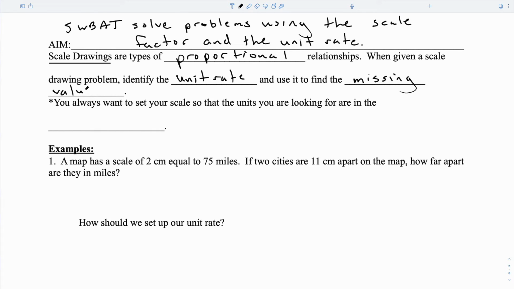Friday's problems were all very simple, and we just had to look at the scale because the scales were all really simple. Today's scales, you'll notice, are a little bit scarier. So you always want to set your scale or your unit rate still so that the units you're looking for are in the numerator. Let's check out number 1.